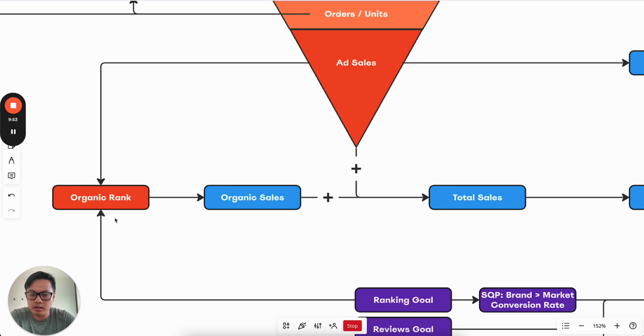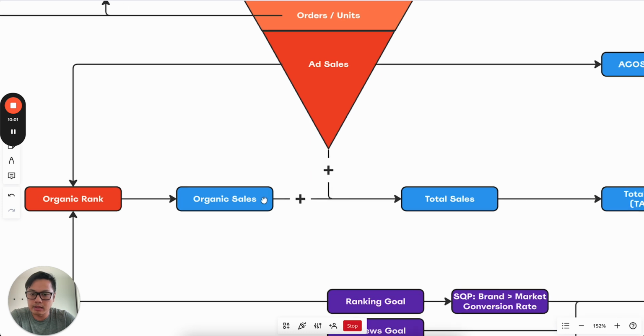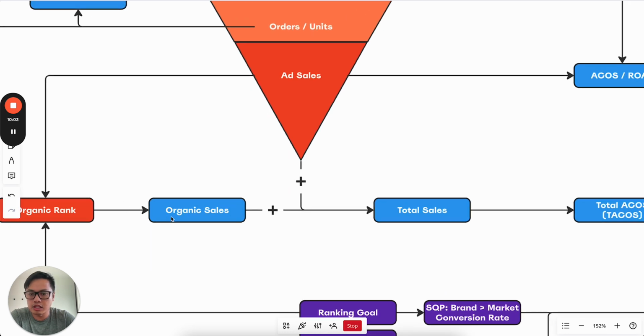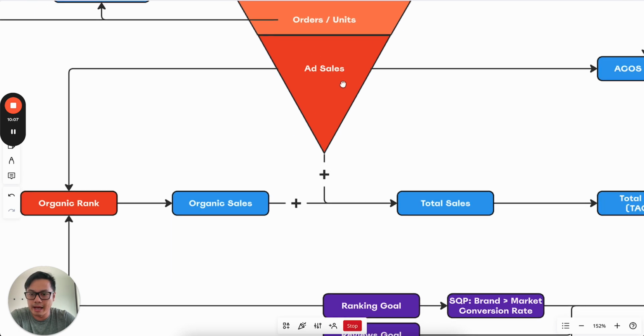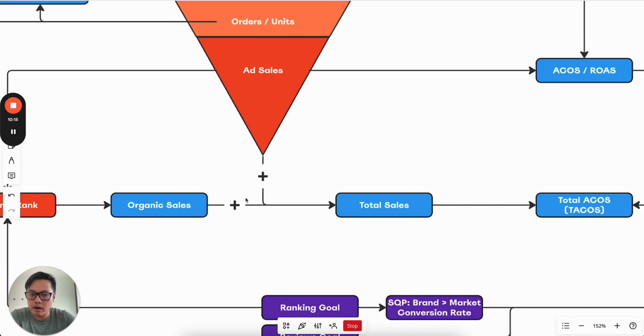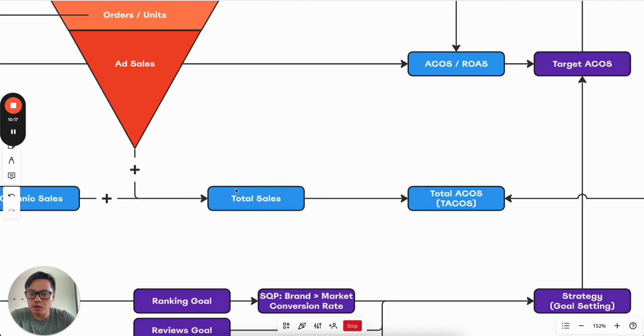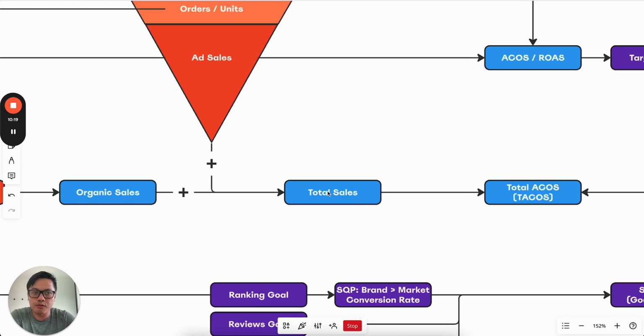If this results in top search, like top placements, then organically, this is going to generate organic sales. So organic sales are essentially sales that were not attributed to an ad, but were attributed to the rank that you hold organically. So these two together give you the total sales for that particular product.